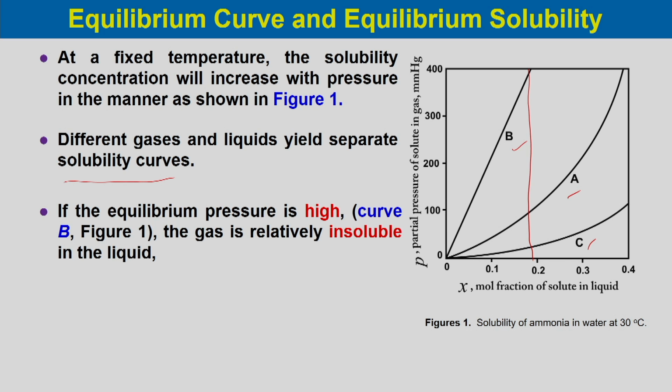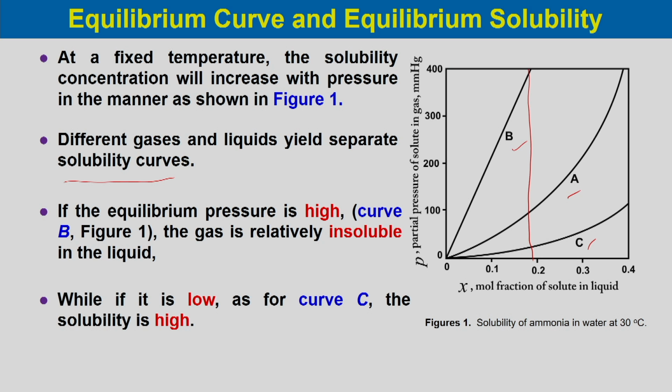So, we call it relatively insoluble if the equilibrium pressure is high, while if it is low, as in curve C, the solubility is said to be high compared to B and A. In this case you can see that with a small change in pressure, the mole fraction in the liquid phase increases to 0.4.